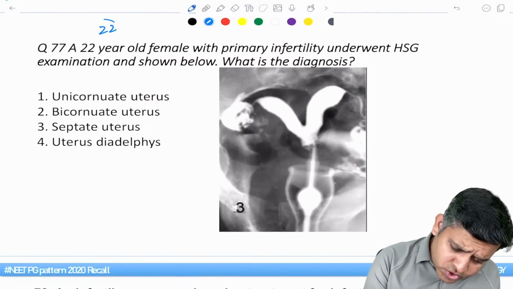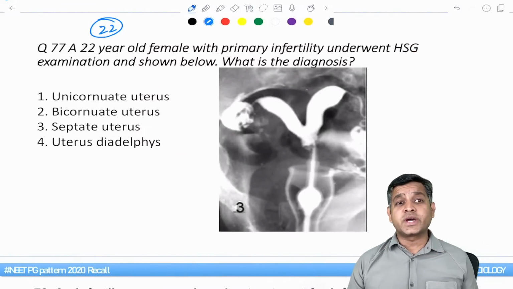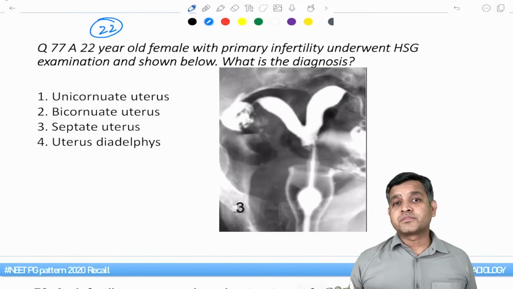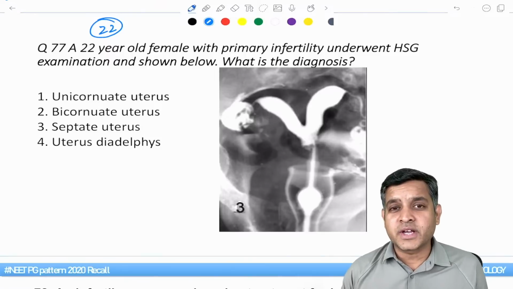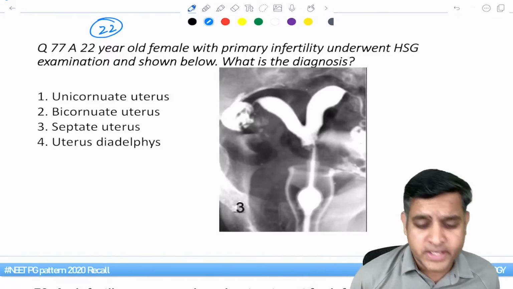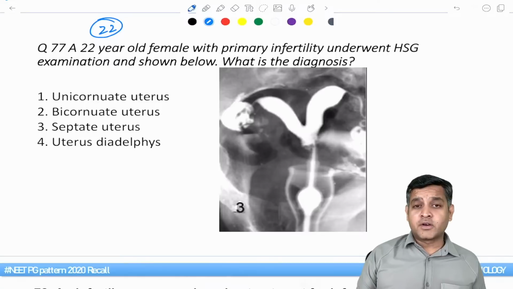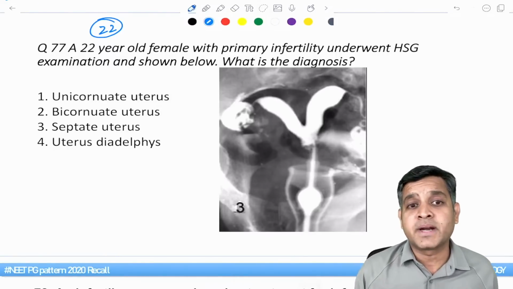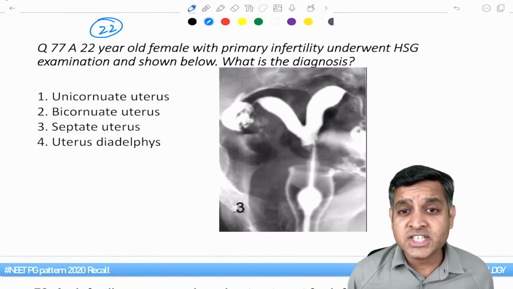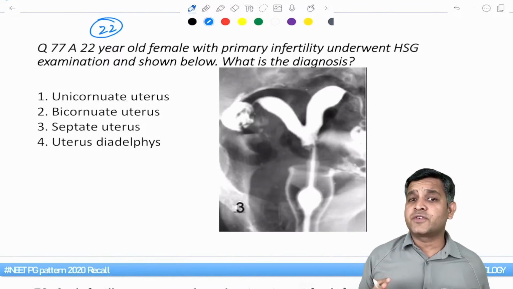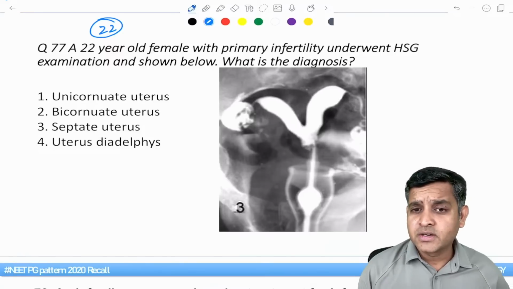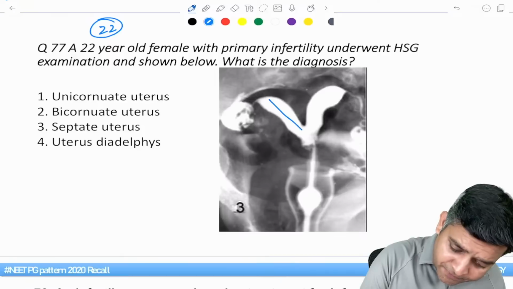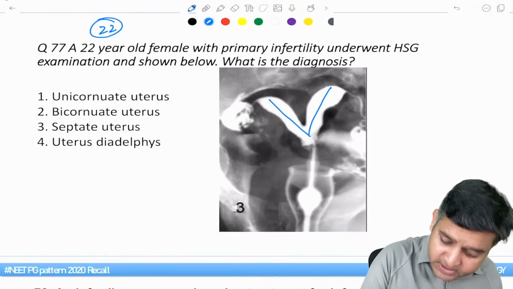77 is a controversial question that was asked in the NEET PG 2022 exam, and in NEET PG 2022 only 198 questions were evaluated. 2 questions were not evaluated. I feel that this might be one of the questions that was not evaluated because the explanation was incompletely or incorrectly framed. So HSG is not the best investigation to differentiate a septate uterus from a bicornuate uterus, but still you should know it. If it is asked, ultimately we have to mark an answer.